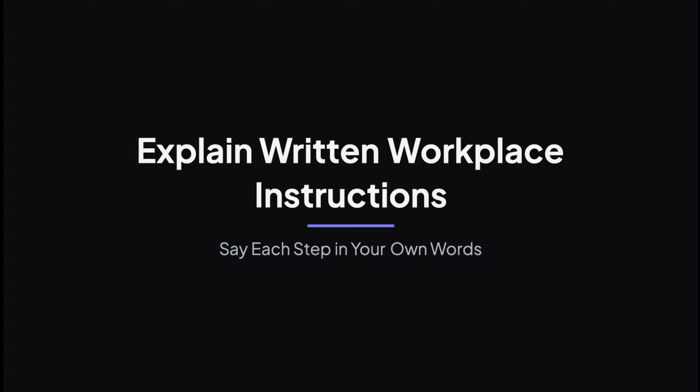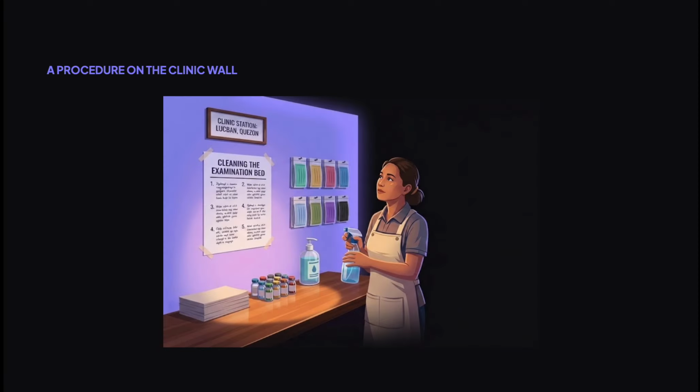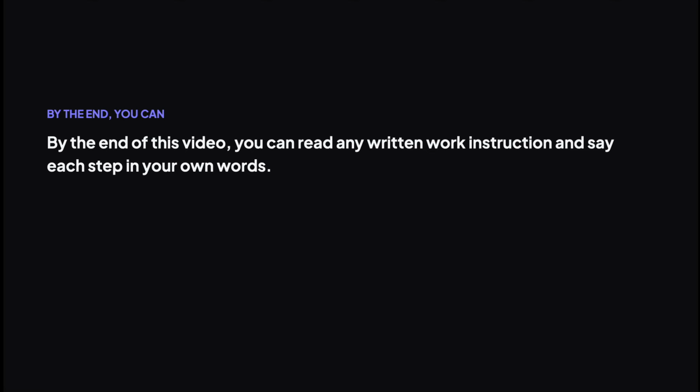For this lesson, we will be explaining written workplace instructions so that you can say each step in your own words. Now let's assume Loretta cleans the treatment room of a clinic in Lukban. On the wall is a printed procedure with 5 numbered steps. Reading the words is one thing. Doing them right is the job. That is why, by the end of this video, you can read any written work instruction and say each step in your own words.